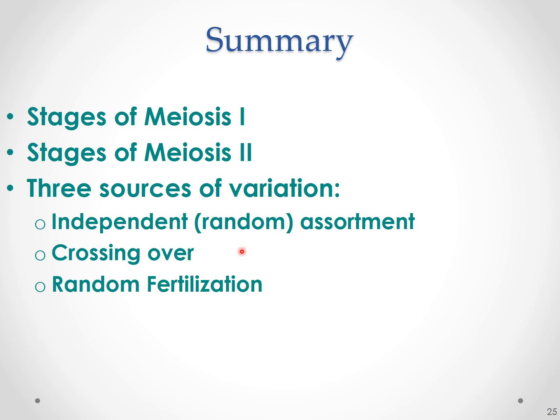Remember, there are sources of variation in meiosis 1. They include independent random assortment, assorting the chromosomes at the equator during metaphase 1, and then crossing over, which occurs during prophase 1. Then, of course, random fertilization occurs after the gametes have been produced, and it's random as to which gamete is going to meet up with the other gametes. So we have egg and sperm, and they fuse.